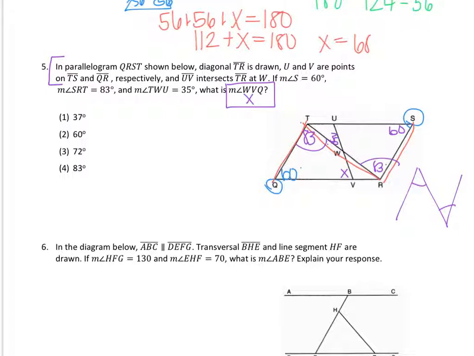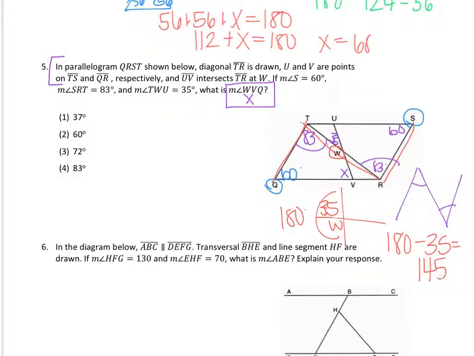Okay, so now I'm looking at where the W is right here, and it looks like I have a 36 and then the W. And these 2 angles on a straight line should add to 180. I'm just realizing that that's not a 36, that is a 35. Okay, so W and 35 should add to 180, so I'm just going to take away 35, and we end up with 145. So right where the W is, I have a 145 degree angle now.